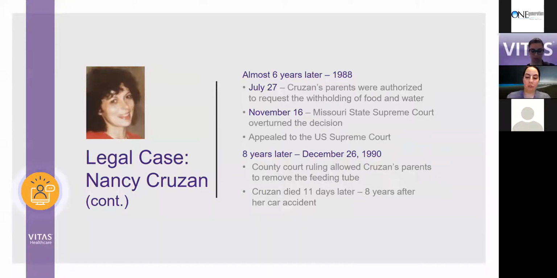On December 5th, 1990, Cruzan's court-appointed guardians recommended the feeding tube be removed so that Cruzan may die. On December 14, 1990, Judge Teel ruled that Cruzan's parents could remove the feeding tube that had kept her alive for 7 years, ending the landmark legal fight over the right to die. Cruzan ultimately died 11 days later, on December 26, 1990.